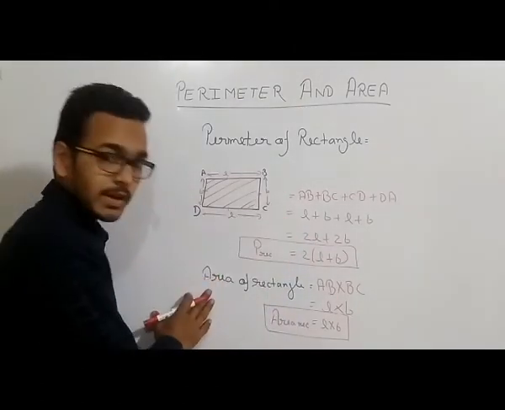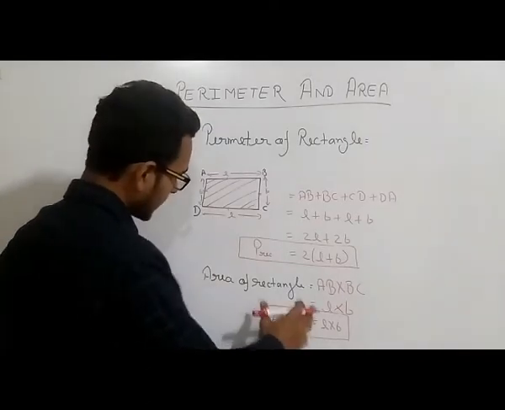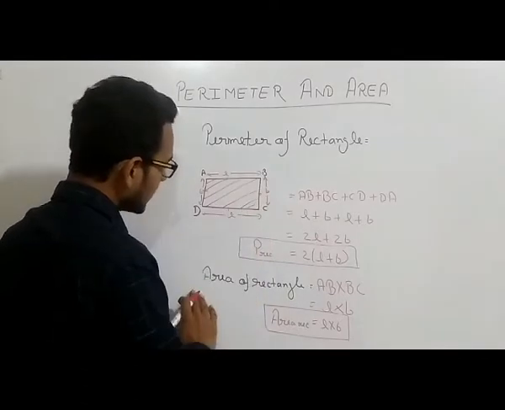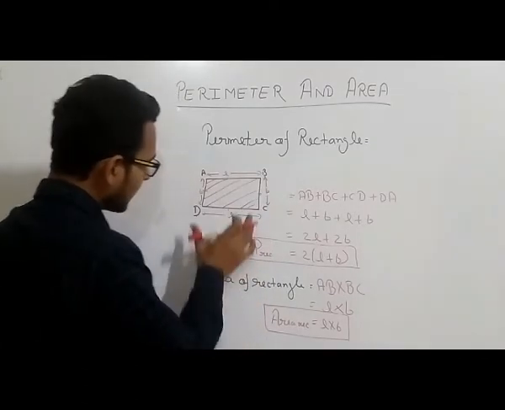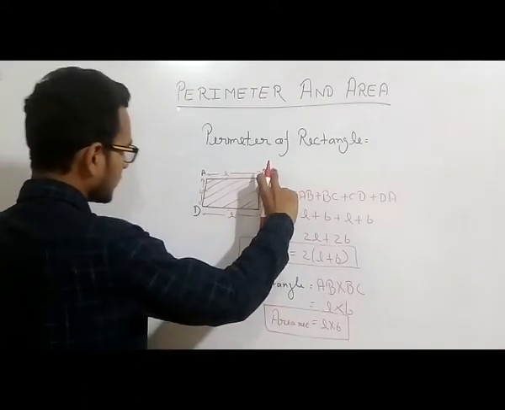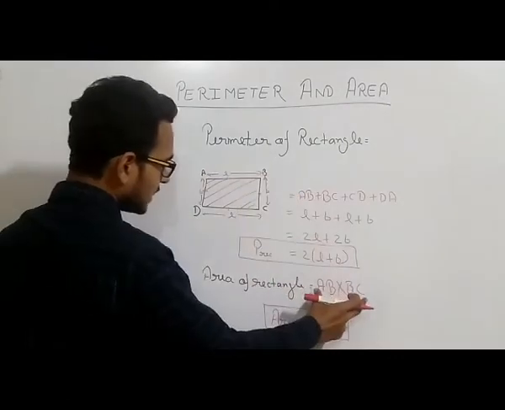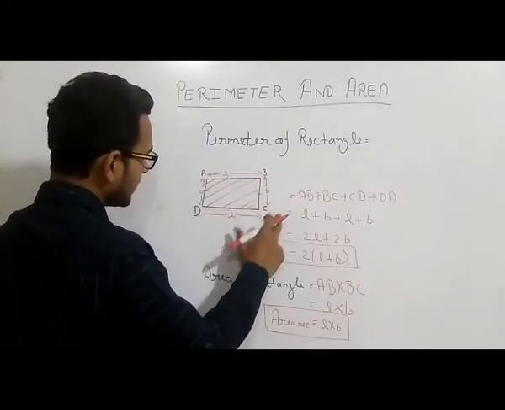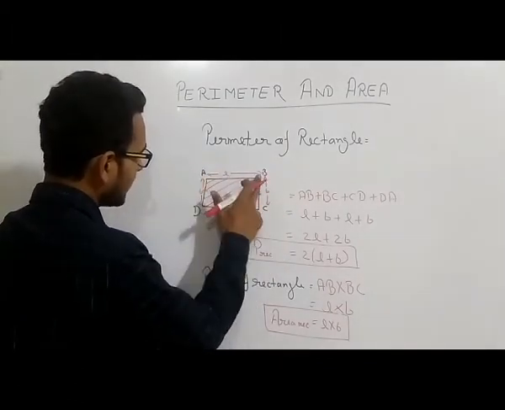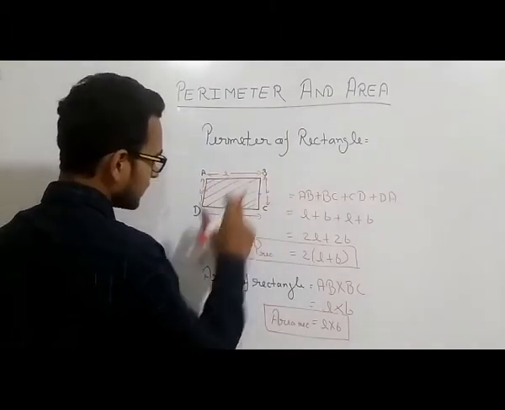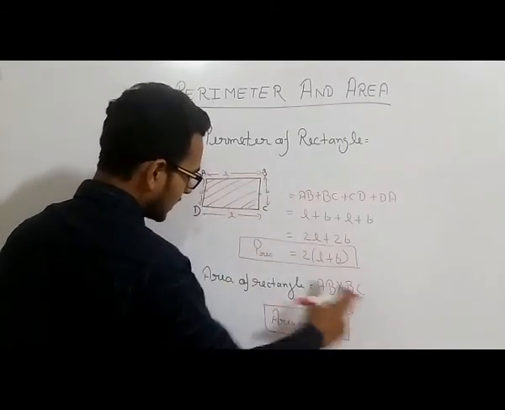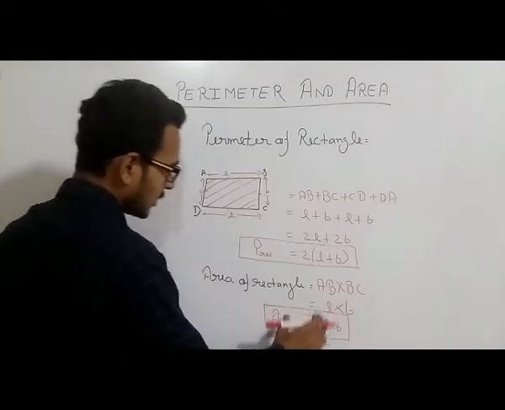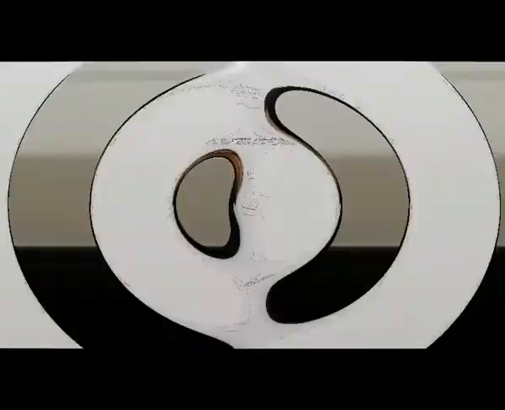Then we have to find the area of the rectangle. Here the red shaded portion is the area of the rectangle. The multiplication of any two sides is known as the area. So here we multiply AB into BC. The value of AB is L and BC is B. So put the value L into B. So we find the area of the rectangle is equal to length into breadth.